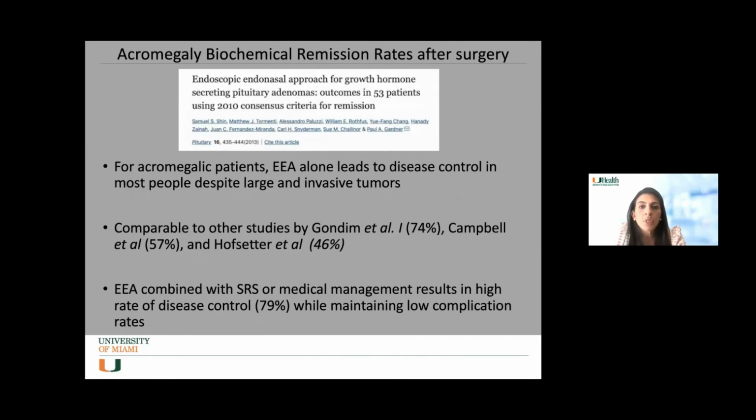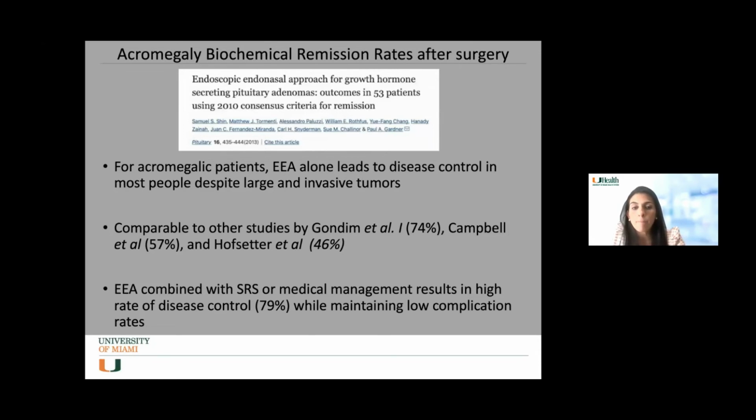So after surgery, how good are we at getting biochemical remission? Again, they looked at this at Pittsburgh, and for acromegaly patients, the endoscopic endonasal approach can lead to disease control for most people, right? So you're talking about anywhere between 45 to about 75 to 80%. That's 75%. That increases to about 80% in the setting of endoscopic with either SRS or medical management.